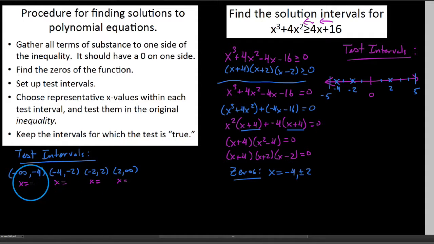Between -infinity and -4, -5 works, and it's not a very big number there, so it's good to choose. Here, -3 would be a good whole number choice. Between -2 and 2, of course we would want to test 0, and between 2 and infinity, 3 is probably like the least of all the evils here.